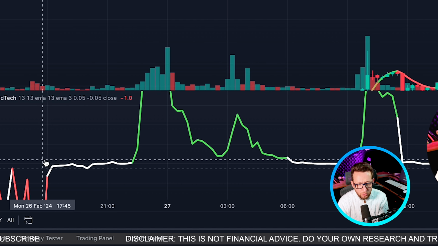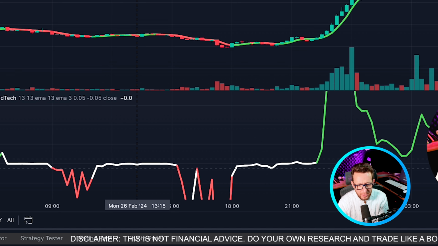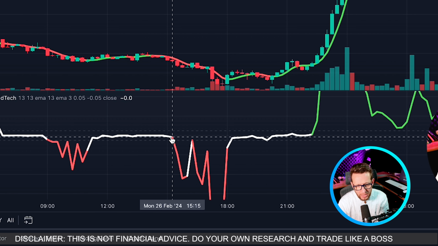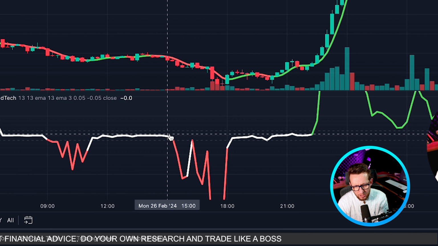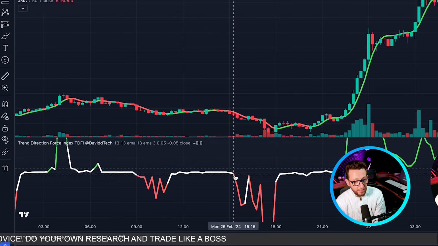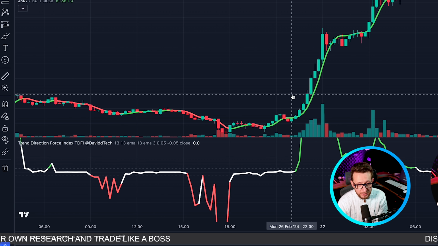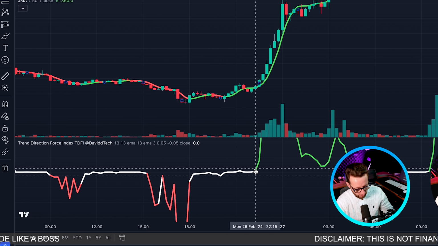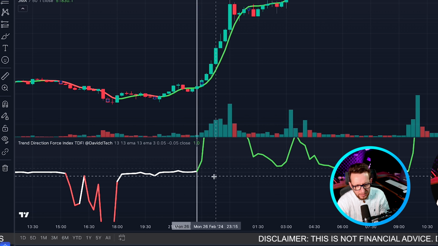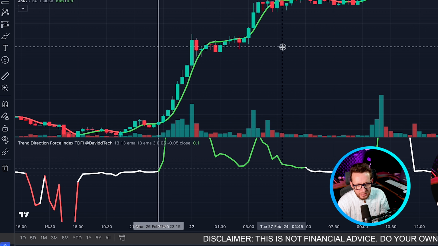When we want to look for shorts, we go all the way back over here, as you can see here. The TDFI actually goes red when we're looking for shorts. When it dips below the 0 line, we're taking a short. Okay, that's our confirmation. As you can see here, it is extremely good at finding our entries. Boom. Okay, so this one would have been a great entry, as you can see.